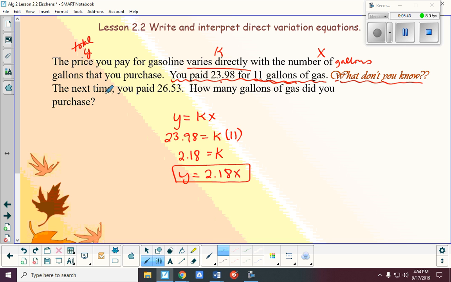It says the next time you paid $26.53. That's your total, so that's a y. How many gallons of gas did you purchase? That would be an x, and we don't know that. So now we will substitute in $26.53 into the equation like this, and divide by 2.18 on both sides. So x equals 12.17 about. So we got about 12.17 gallons of gas, so we could write gallons.